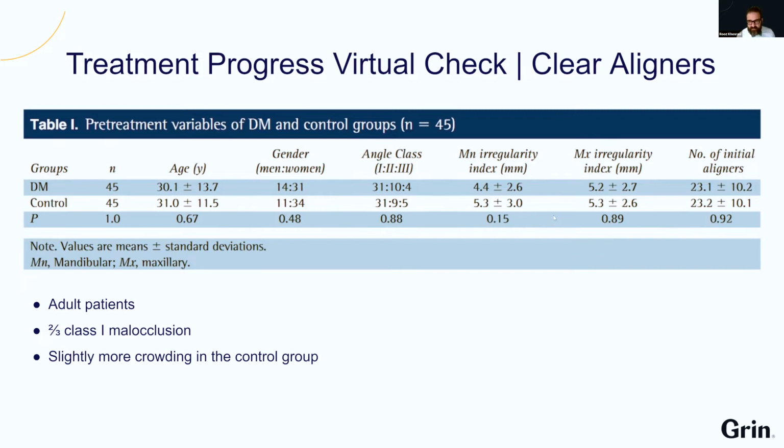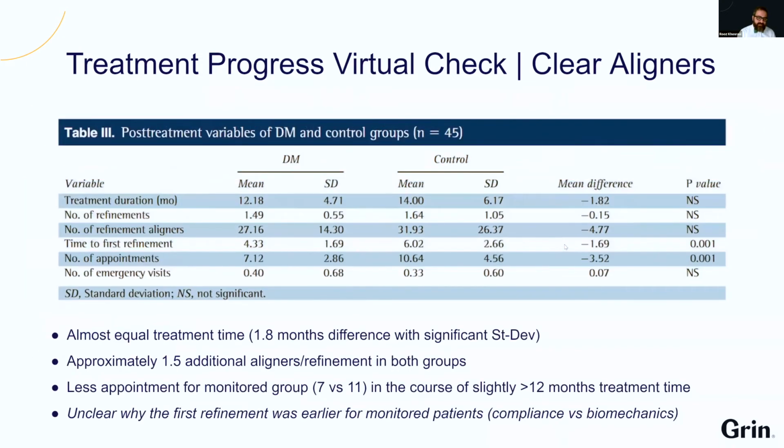Maybe it was not intentional, and you can see it in here, both in the maxilla and mandible, a little bit higher compared to the other one, right? So just think about it. And then when you look at the data that they actually presented, you can see the treatment time for these patients was almost equal. There was a 1.8 month difference, but when you factor in the standard deviation, you don't see a major difference because the standard deviation is huge. And their statistical analysis also suggested that.